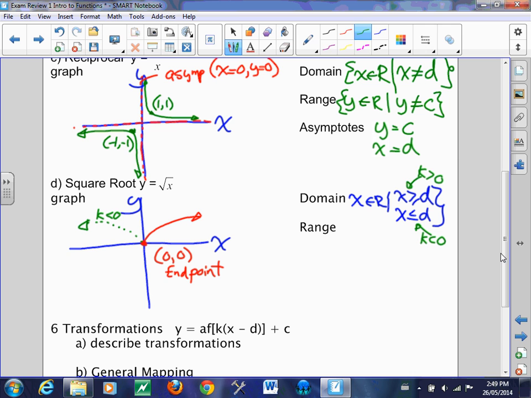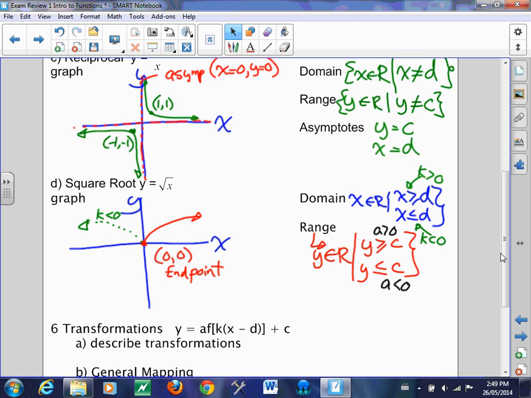Okay. Taking a look at our range, ladies and gentlemen, I'm going to just write it down below here. So y belongs to a set of real numbers such that, two cases again, y has to be greater than or equal to c, or y has to be less than or equal to c, depending on, again, a. Okay? So let's just change it up. So if a is positive, that means a is greater than 0. And if a is negative, a is less than 0. You choose whichever method you like to describe a in this case.